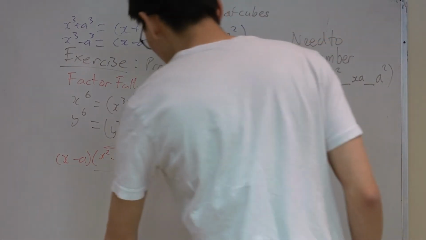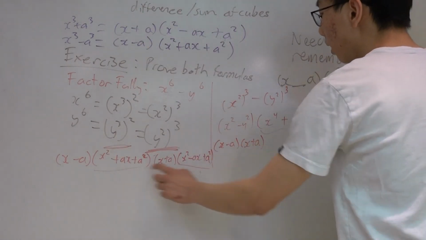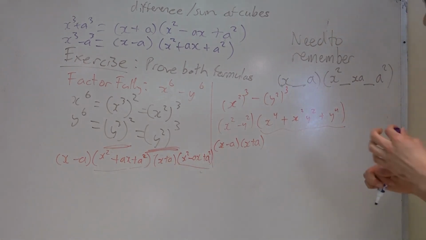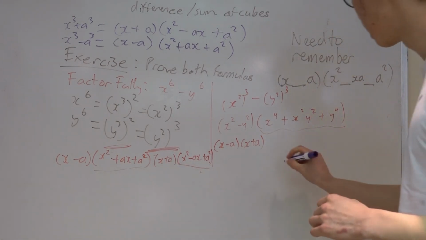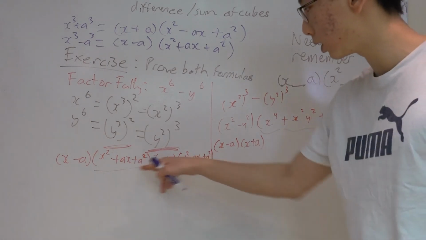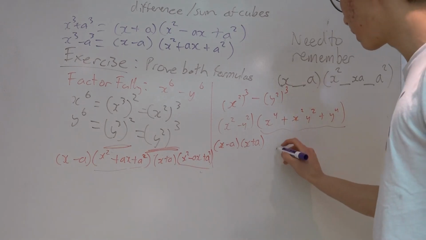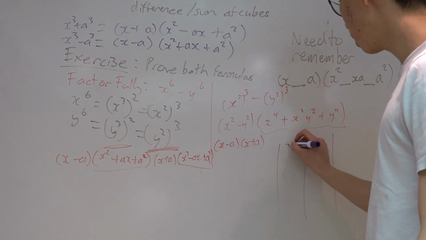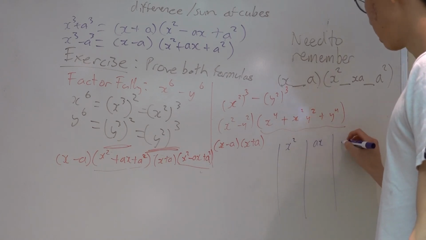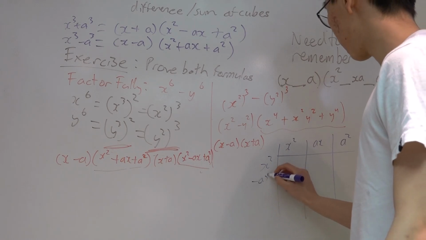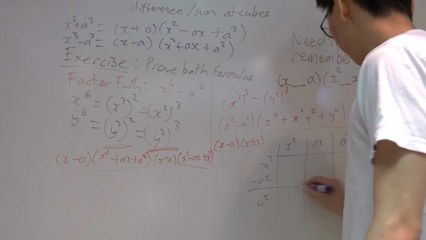So let's just make a table, and I'm going to multiply these two out and show you that it's the exact same thing as this. Okay? It's definitely not obvious, and I don't expect you to be able to do this, as in be able to factor this thing into these two things. But just for an example, I'm just going to show you. So I'm going to make a table again. x squared, ax, a squared, x squared minus ax, a squared.